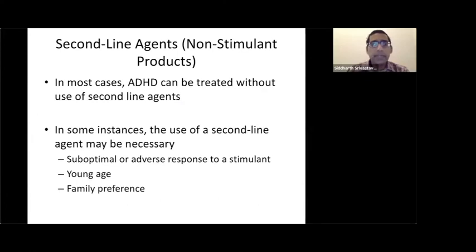In most cases, ADHD can be treated without the use of a second-line agent. In some instances, though, the use of a second-line agent may be necessary. For example, there may be suboptimal effect or adverse effects with the use of a stimulant. In children who are especially young, I sometimes consider starting with the second-line agent first. And finally, some family members prefer their child not be on a stimulant for ADHD.